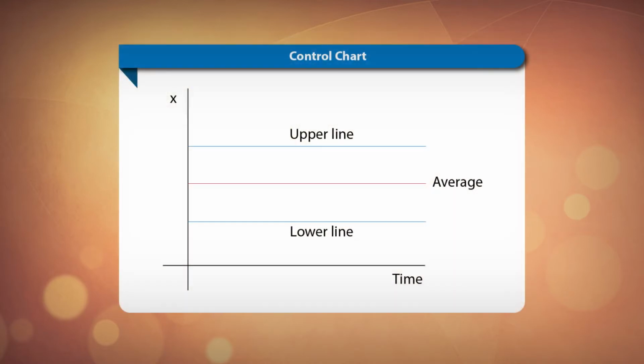A control chart is a complex tool for controlling, monitoring, and improving processes over time. Data are plotted in time order. A control chart always has a center line for the average, an upper line for the upper control limit, and a lower line for the lower control limit. These lines are determined from the historical data.